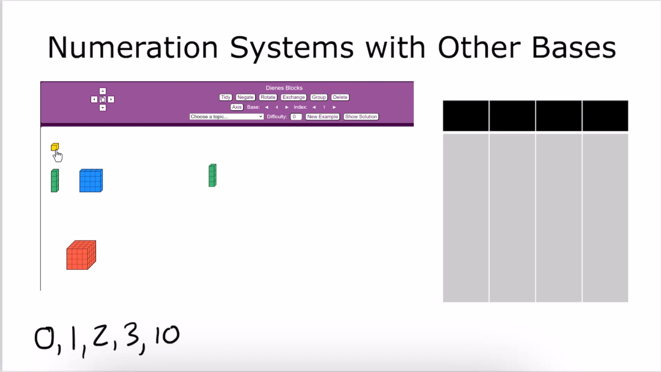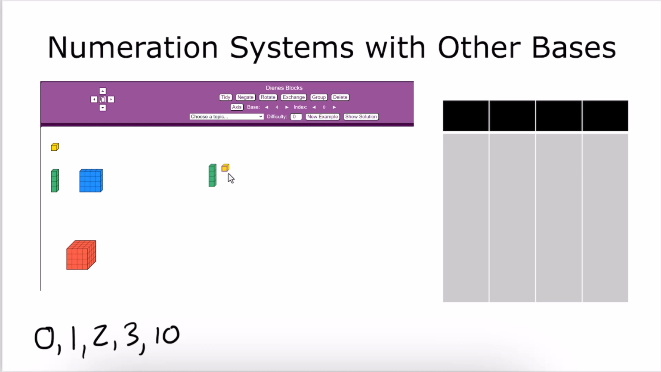Then if we wanted to represent the number that we think of as 5, we would have 1 in the 4 column, or 1 in the second place value, which I like to think of as the 4's place value, because there's like 4 things in that block. And then we'd have 1 in the ones column.